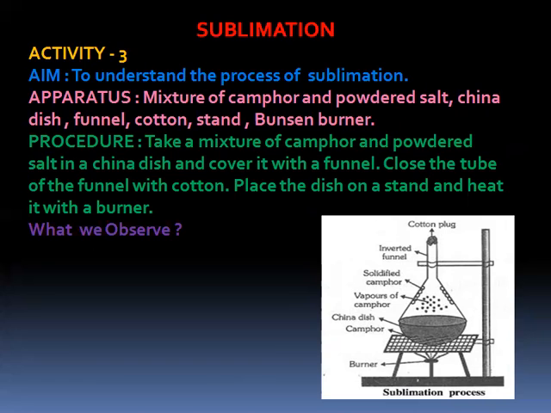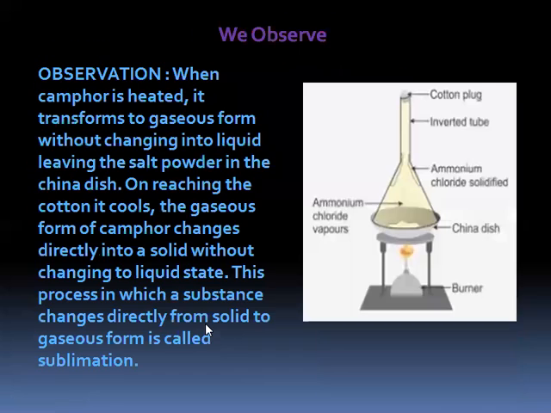Take a mixture of camphor and powdered salt in a china dish and cover it with a funnel. Close the tube of the funnel with the cotton on the top. You can see here the picture, children. The picture you can see, and here the cotton is placed. Place the dish on a stand and heat it with a Bunsen burner. You can see the Bunsen burner down. And this is called wire gauze mesh, isn't it? So what you will observe, we'll see in the next slide.